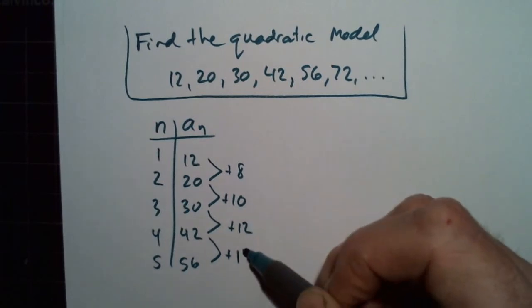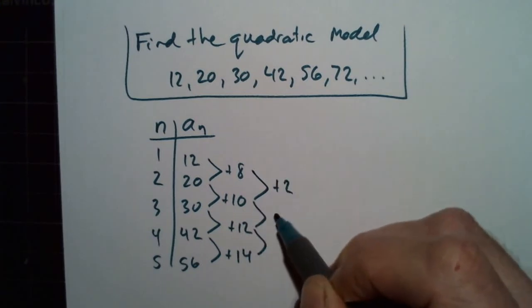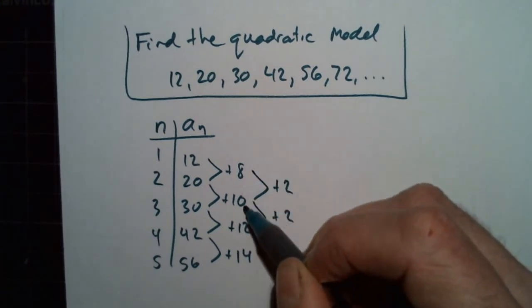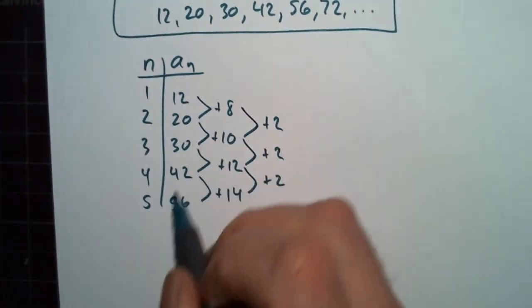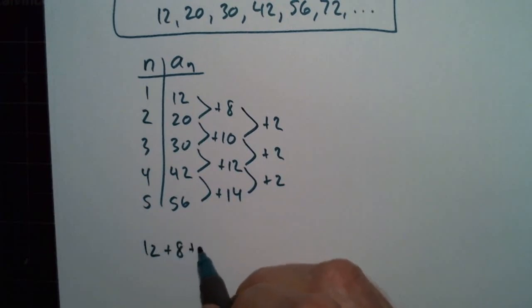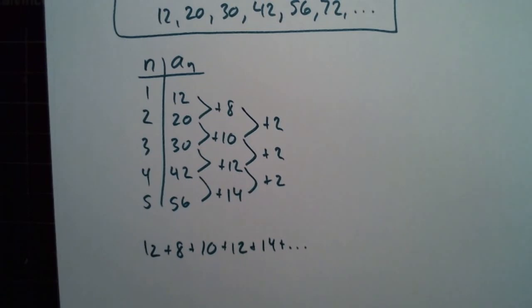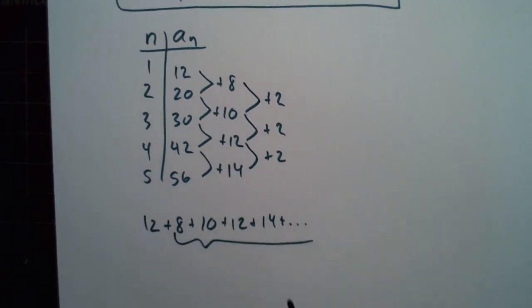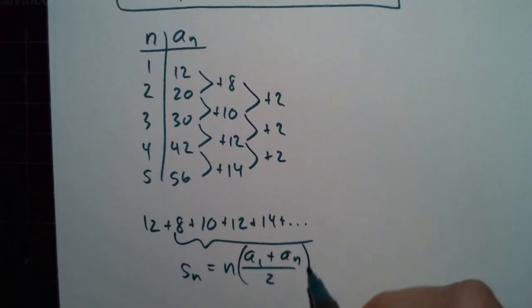So this is not arithmetic. This is not a common difference. But if we look at the second difference, we see that these numbers are arithmetic. So then we can rewrite it as 12 plus 8 plus 10 plus 12 plus 14. Then we identify the part that is arithmetic, and it can be represented by the sum is n times a1 plus an over 2.